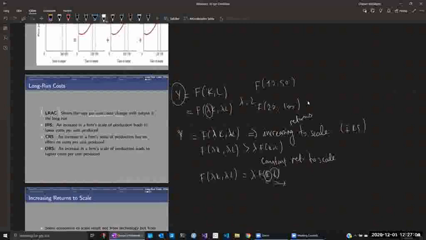Okay. So in the last case, it can happen that increasing the scale of production leads to an increase in the long run costs of production. Then we call it decreasing returns to scale, which means that when I increase the scale of production, the increase in production level is even lower than a proportional increase in the output. So, for example, I double the factors of production, but my output increases less than double.